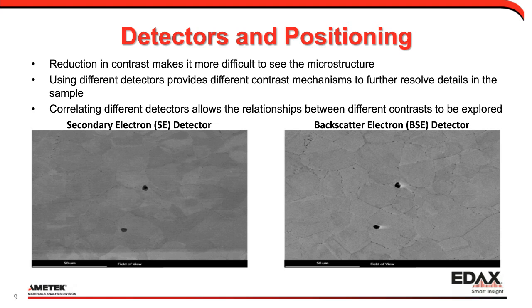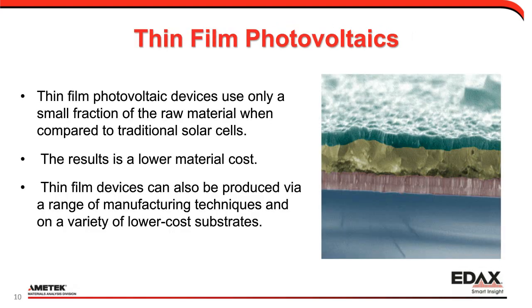And so for an example, I want to talk for a second about thin film photovoltaics. These are materials that are deposited on, and so they use just a few microns of material as the active absorber material. So they use less material, so they can be lower cost and can be deposited different ways than traditional solar cells.